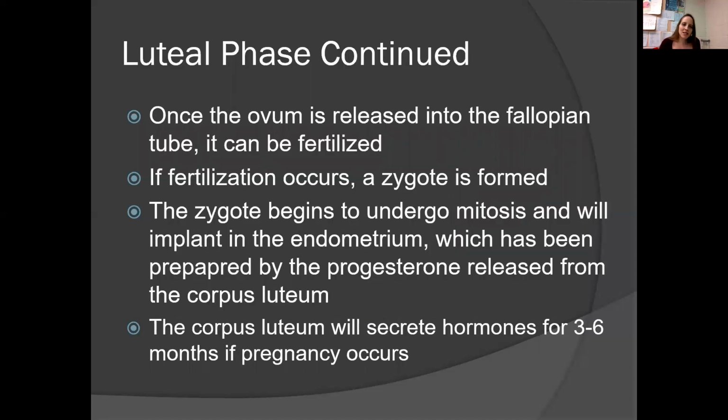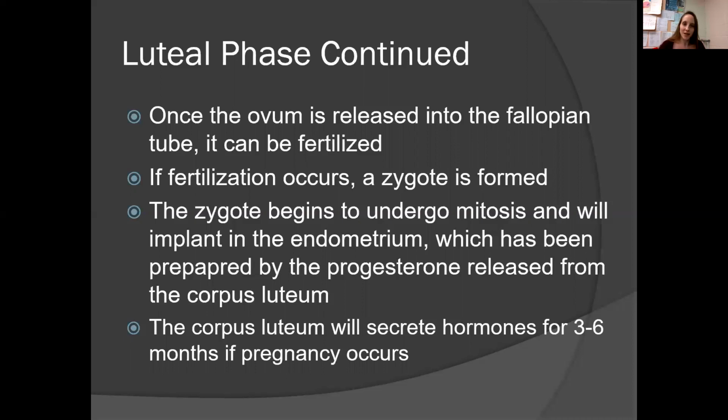Okay, so while our corpus luteum is forming, the egg is traveling its way down the fallopian tube where fertilization would potentially happen. If fertilization happens, if the sperm and egg meet and their DNA combine, you'll have the formation of something called a zygote. And then that zygote, its cells are going to divide some more, and then eventually it is going to implant into the endometrium of the uterus.